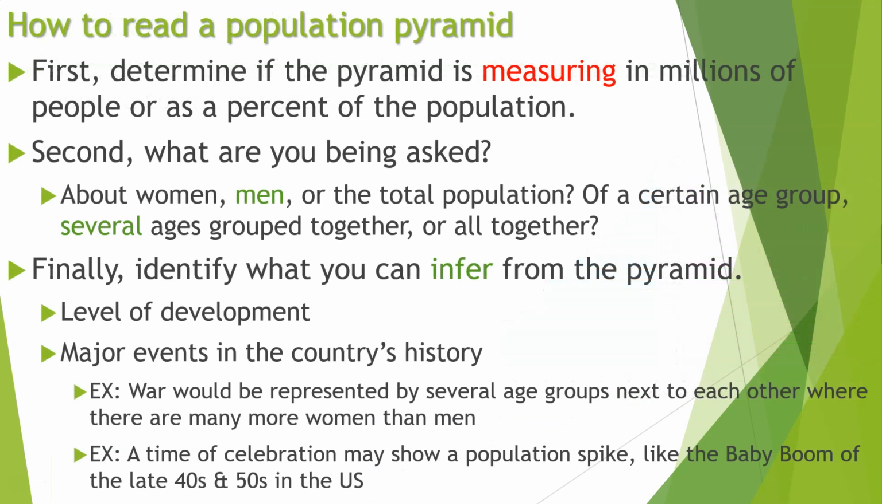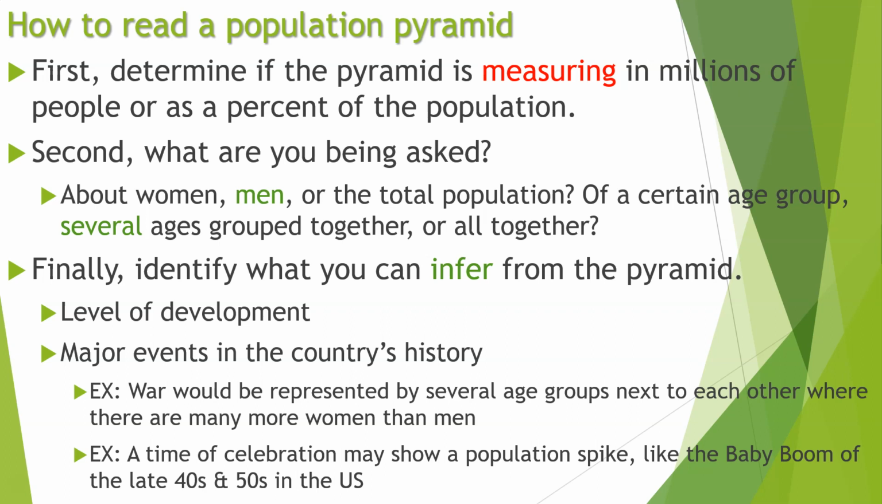So how do we read a population pyramid? Well, first we determine if the pyramid's measuring the population in millions or as a percent of the entire population. And you should look closely at a population pyramid to make that determination, to make sure you're using the right terminology. Second, look at the question that you're being asked. Is the question about men or about women, or is it about the total population? Is it about a specific age group? Is it about certain age groups that are lumped together? And we'll see some of those logical lumpings here in just a moment.